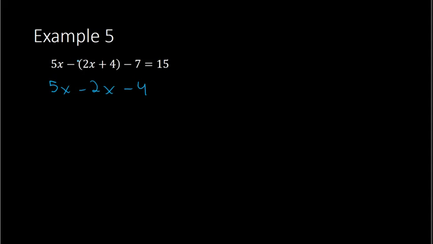You can think of this as distributing if you would like. If there's not a number written in the front, you can think of that as being a 1. So if that's helpful, you can do negative 1 times 2x and negative 1 times 4 to get negative 2x and negative 4. So from here we can simplify further. 5x minus 2x is 3x. Negative 4 minus 7 is negative 11. That's equal to 15.